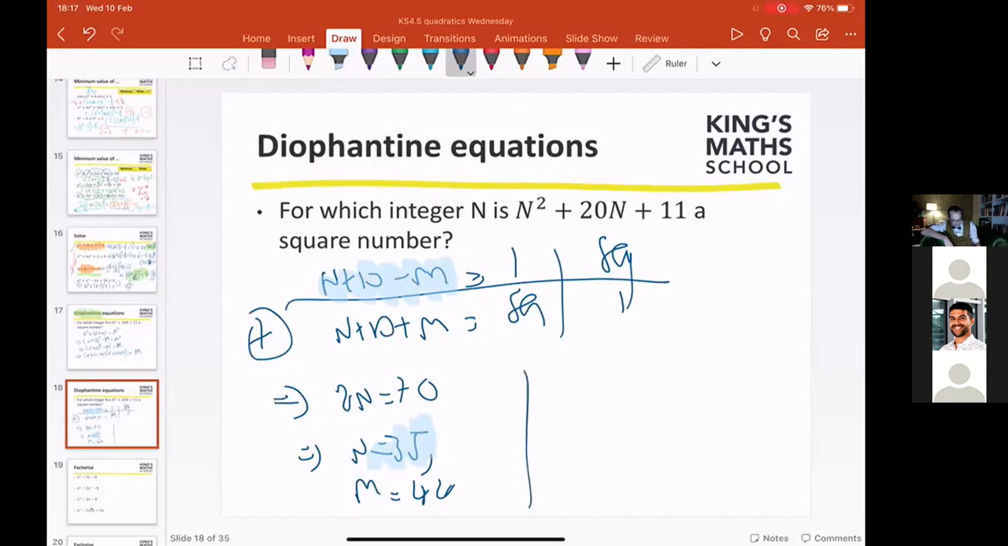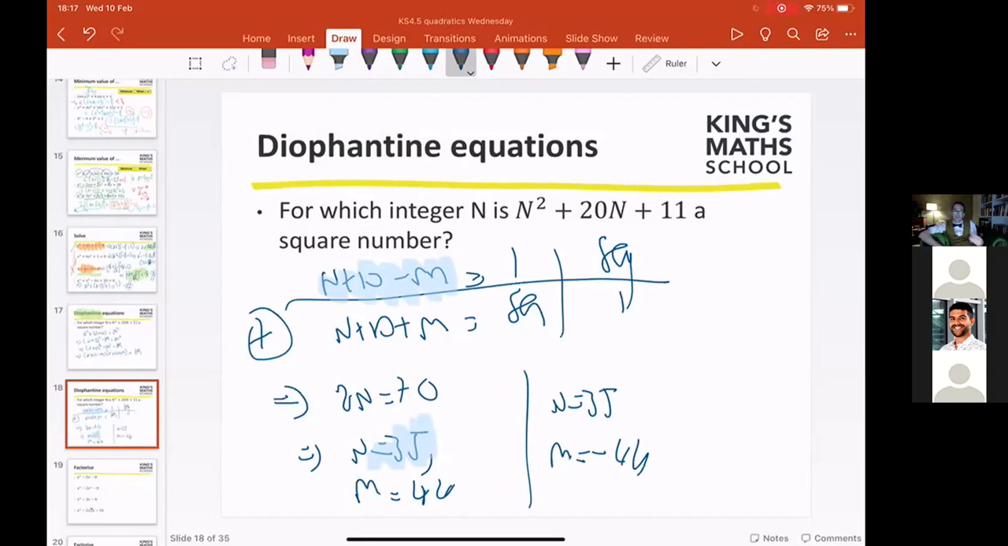Actually what happens is I get negative. So I get n is 35 and I get m is negative 44. And obviously that makes sense because 44 squared and negative 44 squared are the same. So surprisingly, there's only one pair of square numbers.